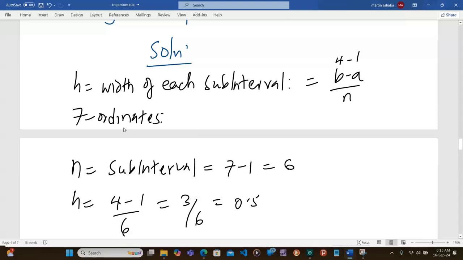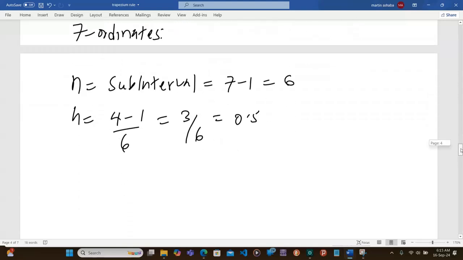If you're given n as ordinates, then the sub-intervals is going to be n minus 1. In other words, it's the number of ordinates minus 1, which gives you, if there are 7, 6 sub-intervals. So if you have 6 sub-intervals, then you are able to get your h as b minus a out of n, whereby n is the number of sub-intervals, in this case.